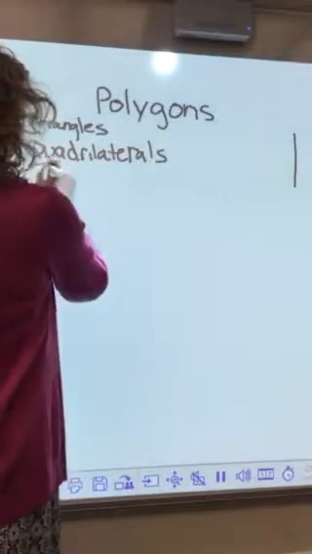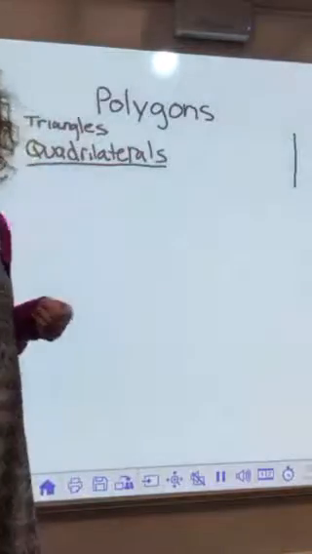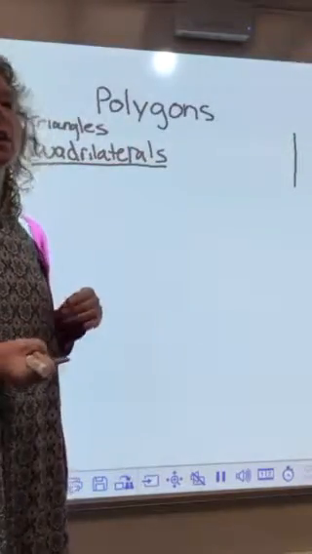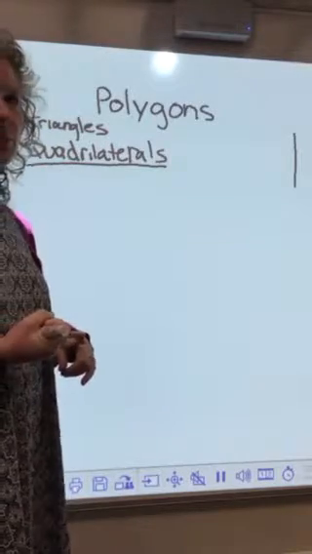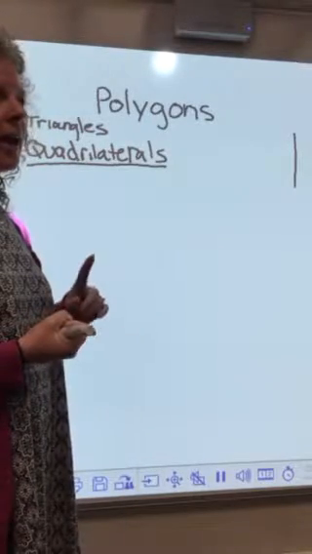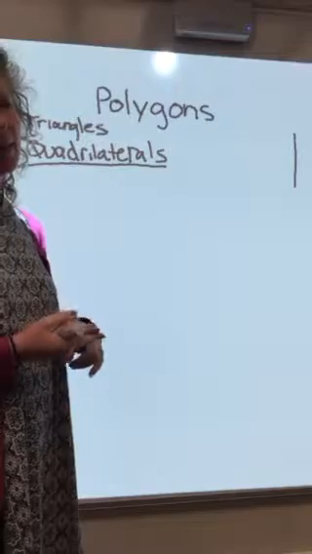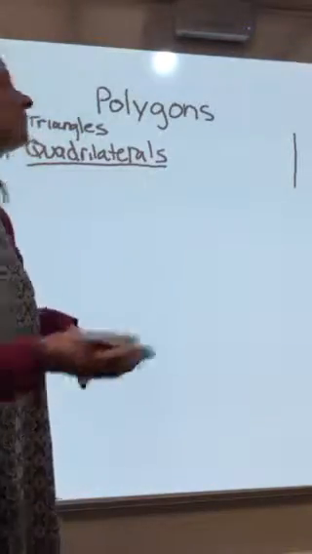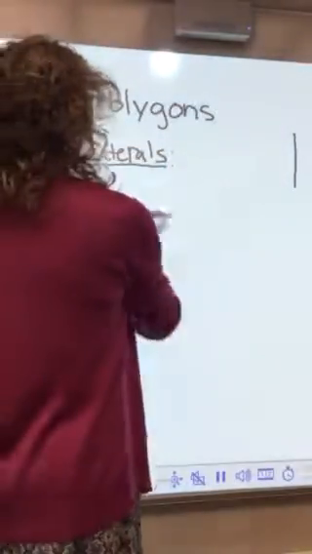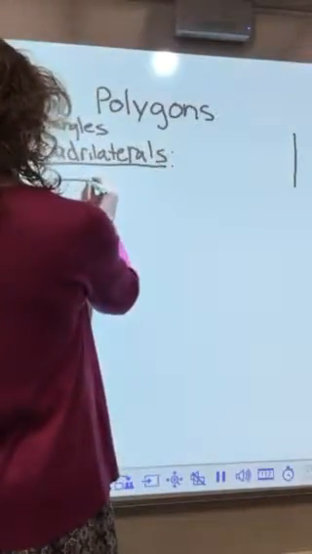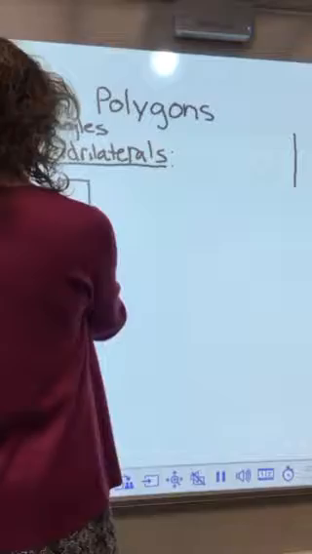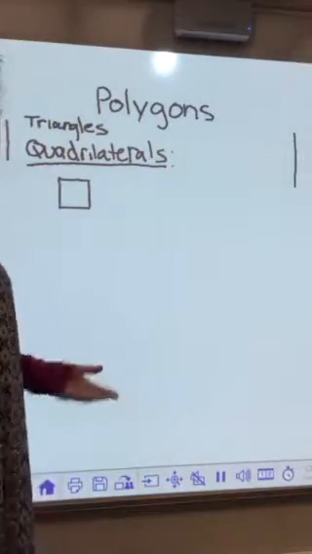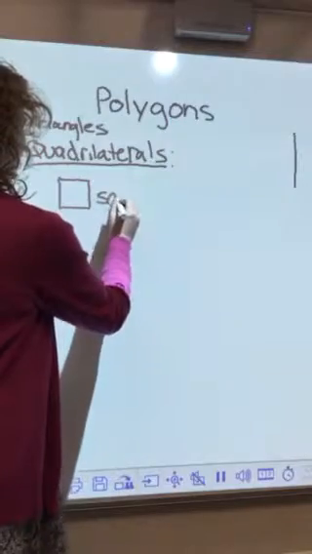So we have quadrilaterals. Remember, when we classify our quadrilaterals, we look at sides, we look at parallel sides, and we look at angles. So first, talk about a very typical shape that you've known forever. Right there, we have a square.